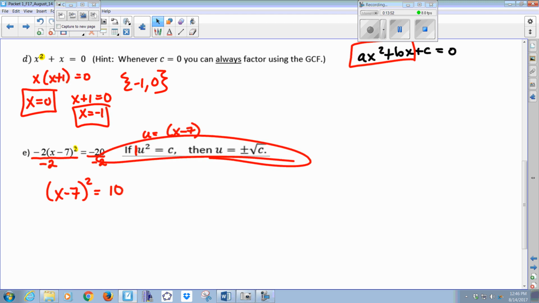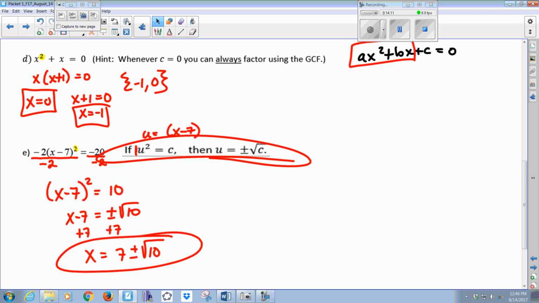So u here is x minus 7 when you take the square root of the left side and you have plus or minus the square root of 10. And now to solve for x, there's one more step. You add 7 to both sides and you get x equals 7 plus or minus the square root of 10. And that's your two solutions right there. So you would say 7 minus the square root of 10, comma, 7 plus the square root of 10 if you were entering the answer into MyMathLab. So this saves a lot of work.